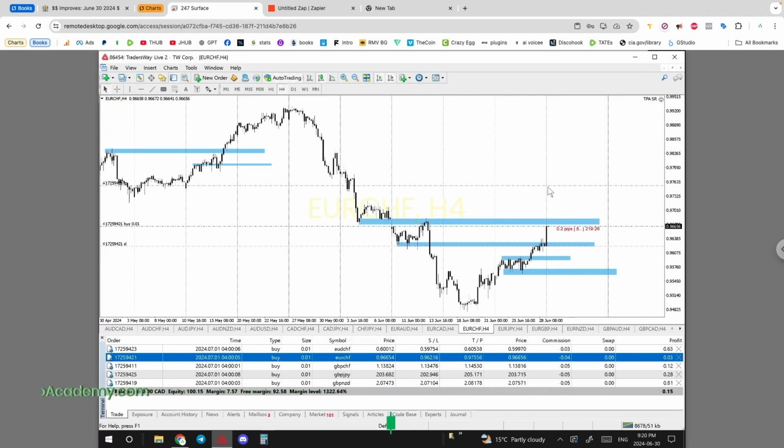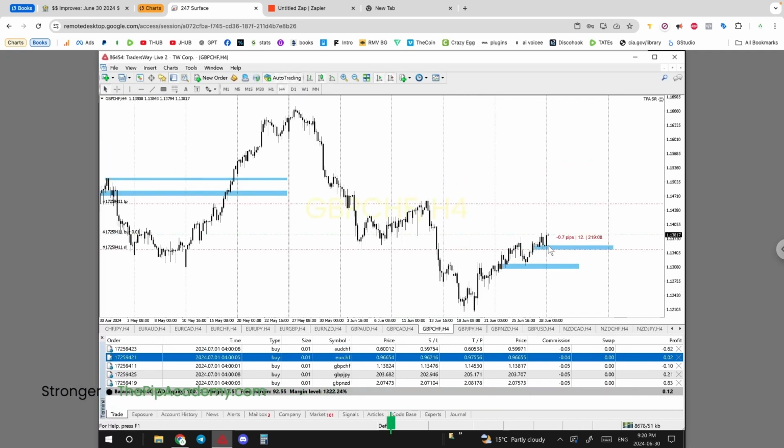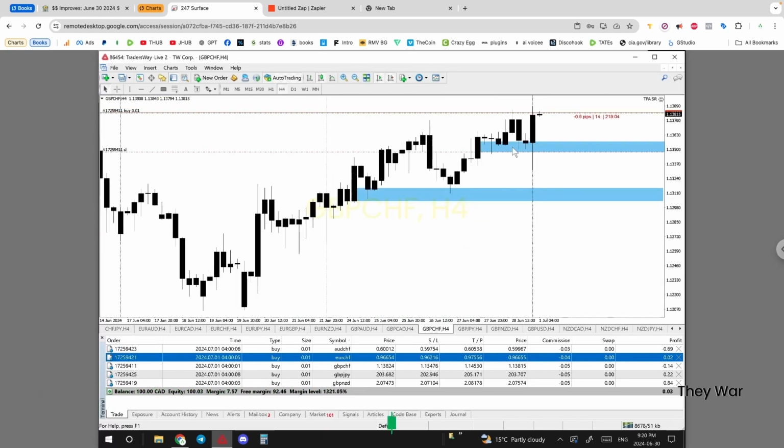So we're looking to take it up to the next high. Euro Swiss, we just looked at that. And then we have Pound Swiss. Same thing, bullish approach, bullish candle rejecting the support. That's why we end up taking this trade. Stop loss on the other side of the zone.